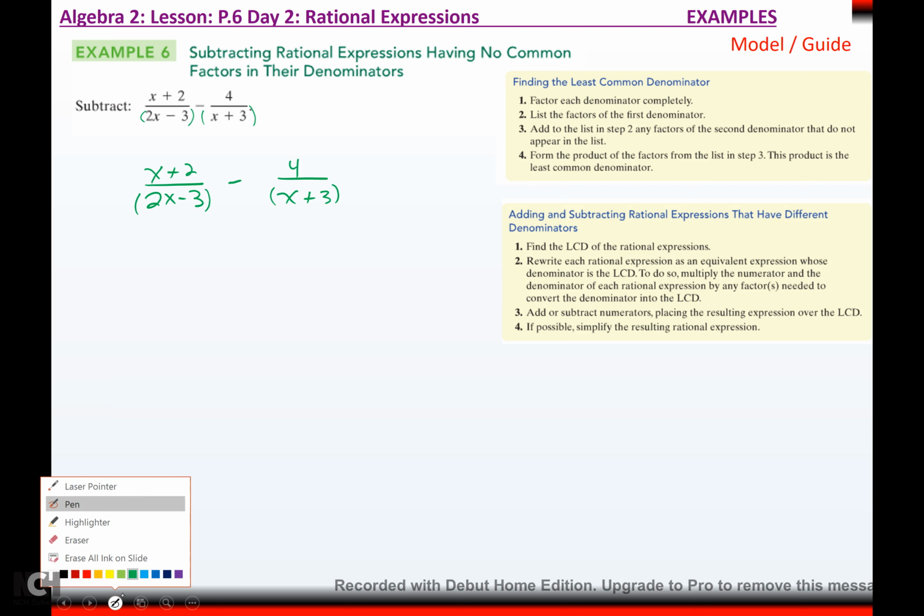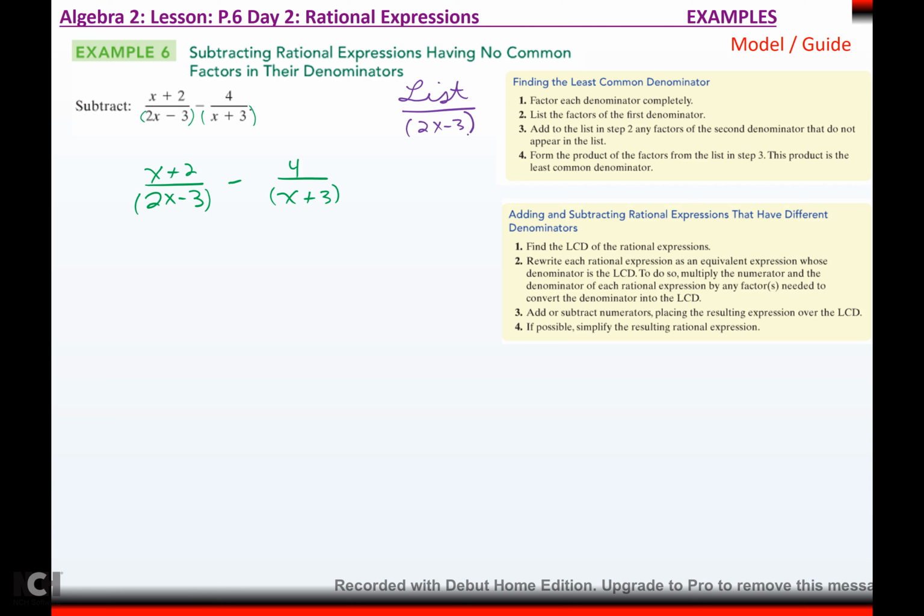So, what I want is, I'm going to make a list. My first denominator has a 2x minus 3. My second denominator has an x plus 3. So, my LCD is going to be 2x minus 3 times x plus 3. So I need to make each of these denominators look like this. This one has the 2x minus 3. It's missing the x plus 3. So multiply the bottom by it. But if you do it to the bottom, you have to do it to the top.